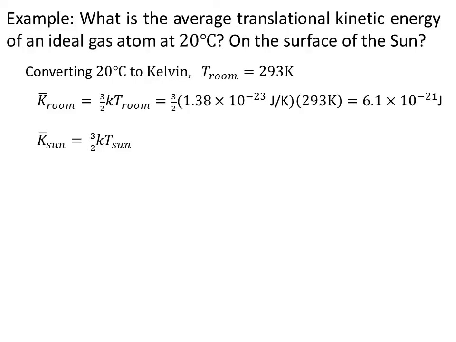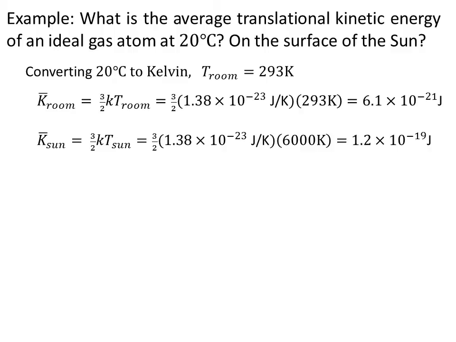If we do the same for the sun, the only thing changing is the temperature. So now we have to put in T sun in our formula. The temperature on the surface of the sun is around 6,000 Kelvin. So the value comes out to be 1.2 times 10 to the minus 19th joules.